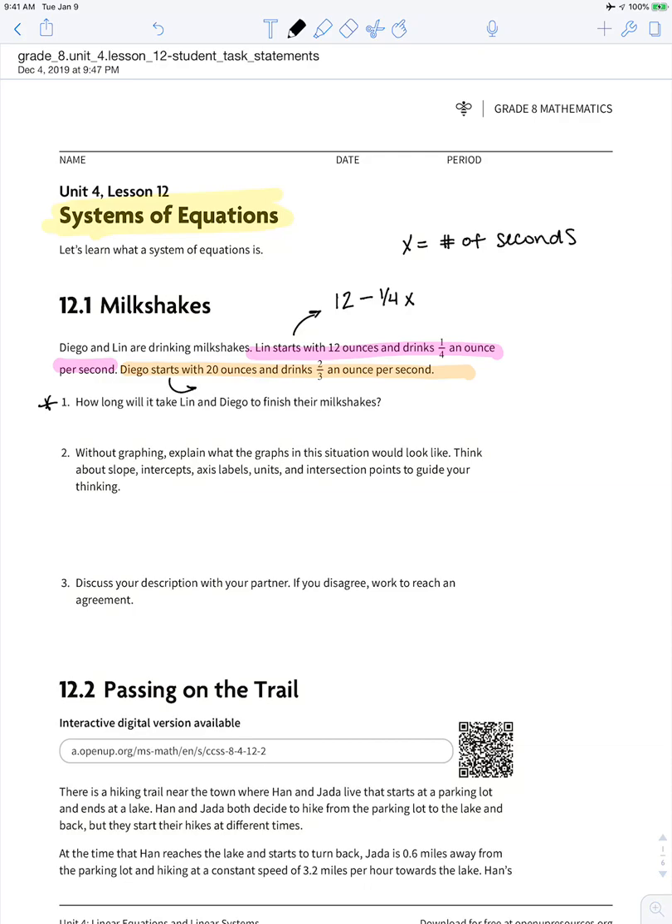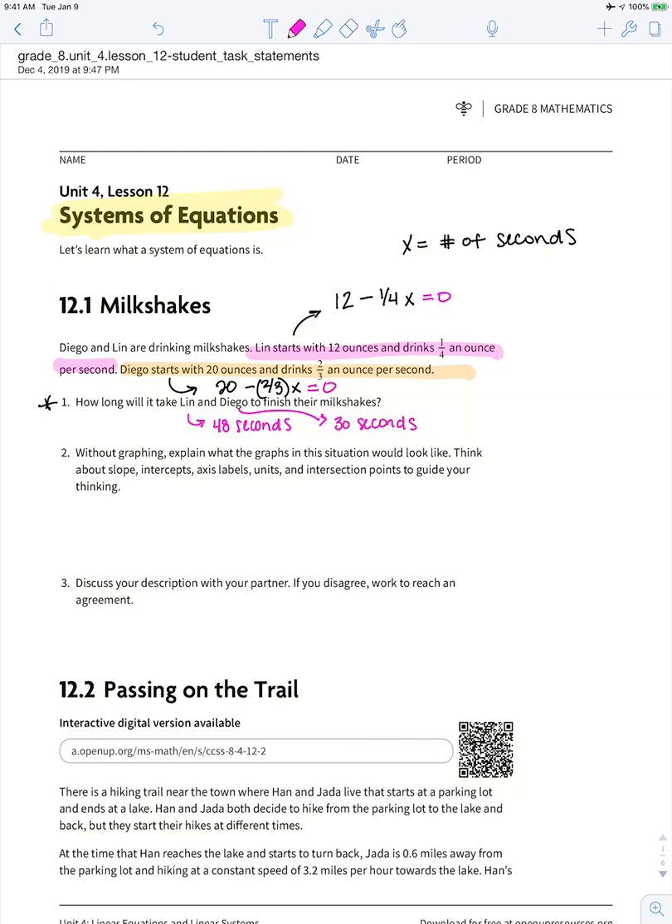Whereas Diego is going to be starting with 20 ounces and then drinking 2/3 of an ounce per second. And again, X is the number of seconds. So Lynn, to finish her milkshake, we would want to essentially think about each of these being set equal to 0 ounces, and it will take Lynn a total of 48 seconds, and it will take Diego a total of 30 seconds. So Diego will finish his milkshake first.